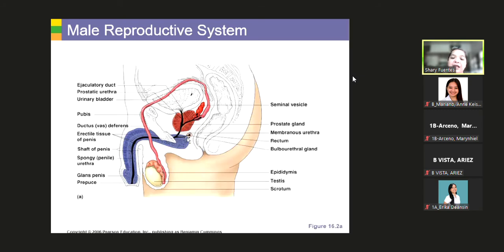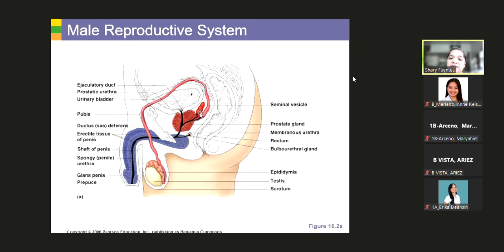Okay, so we have here the lateral view of your reproductive system. So, ito lang siya, pero nasali si urethra because they also play an important role in the reproductive system. But normally dapat si urethra is part of the urinary system, pero sa lalaki nagiging part din siya ng reproductive. So, ito yung buong structures natin.